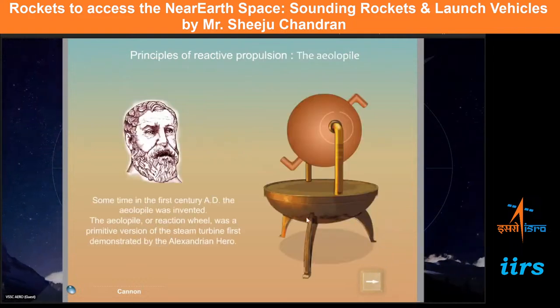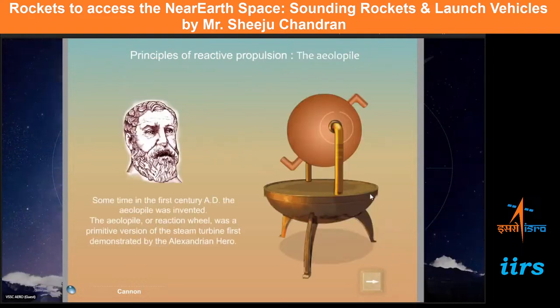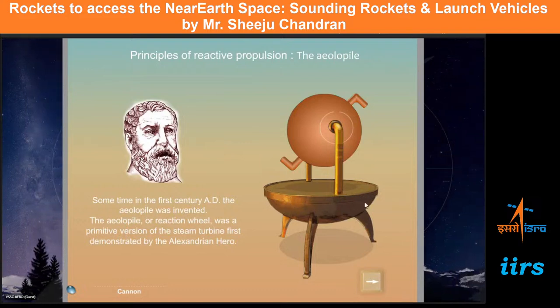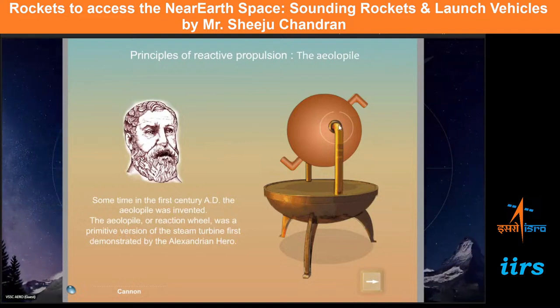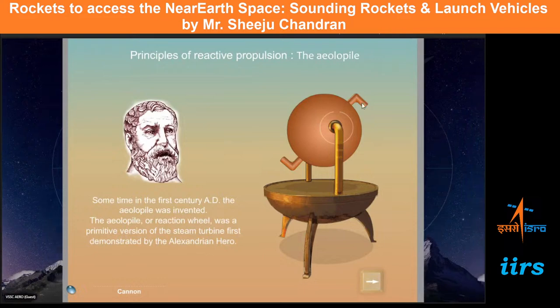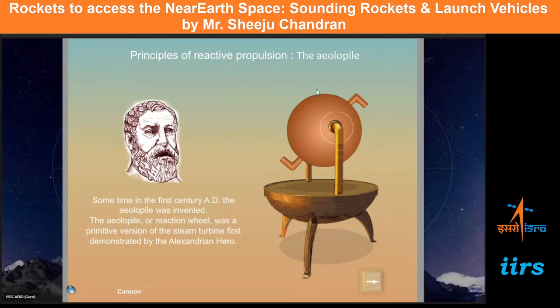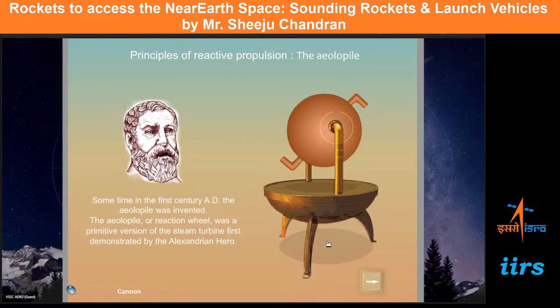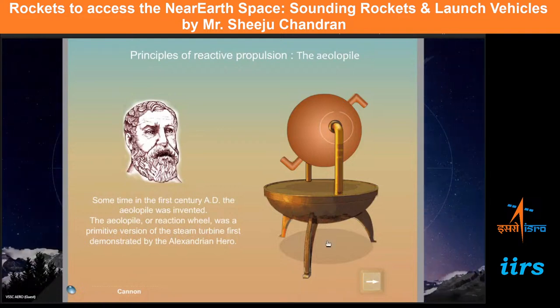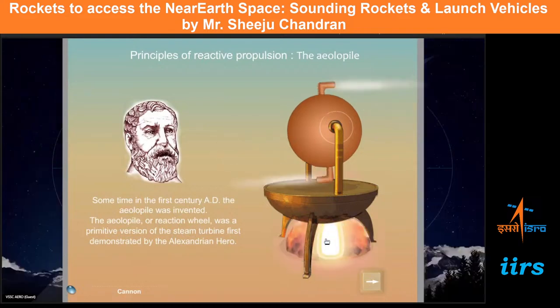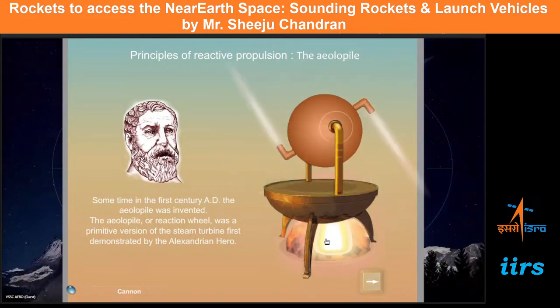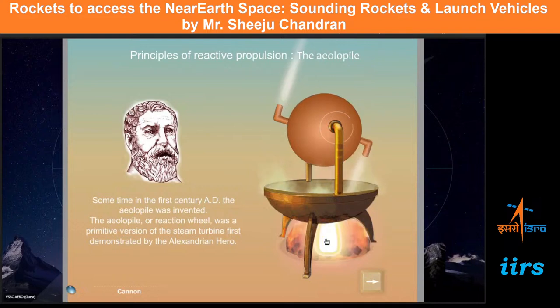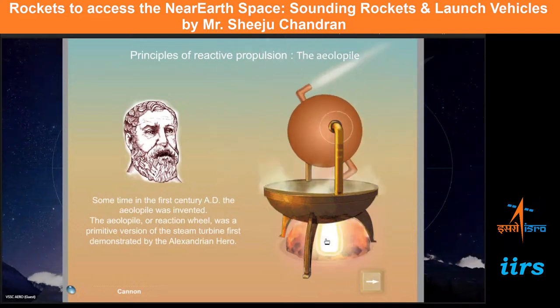Let us see another example. Again, a simple example. You have a pot. Assume that it is filled with water, and there are two tubes coming out into a kind of spherical container with two outlets in opposite directions. You can just imagine, if I boil it, the water will be converted into steam. Steam will come out, and because of the reaction, it will rotate. So this is another way of depicting reactive propulsion.